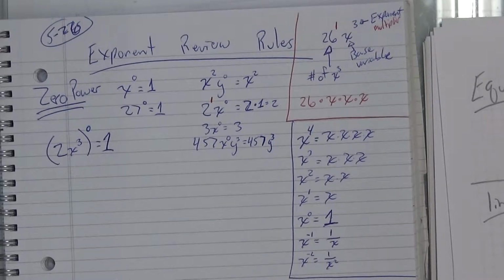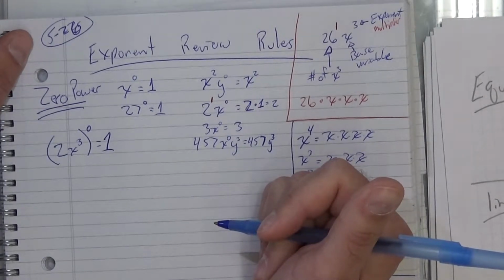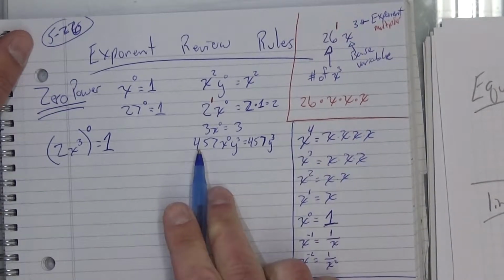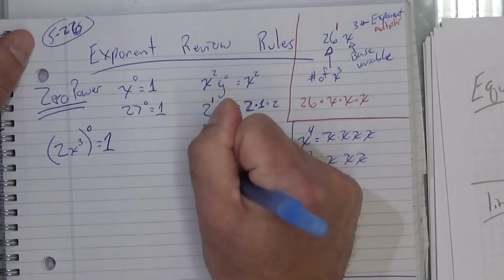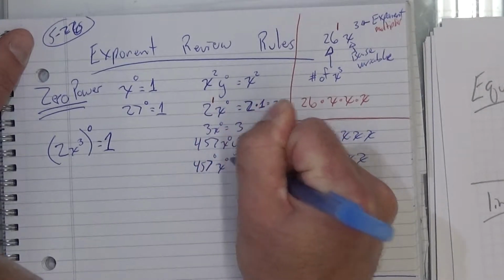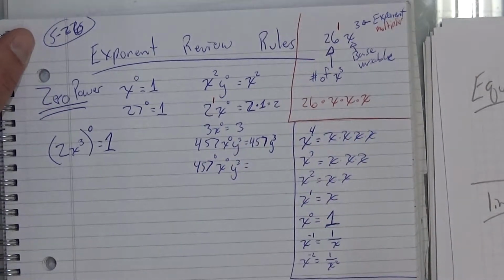So if you just have a number like 27 with a 0, it's going to be 1, but if you put a value in front and then a 0, then it would be the number. If this was 457 to the 0, x to the 0, y to the third, what does that end up being? The same number, just 1 to the third.